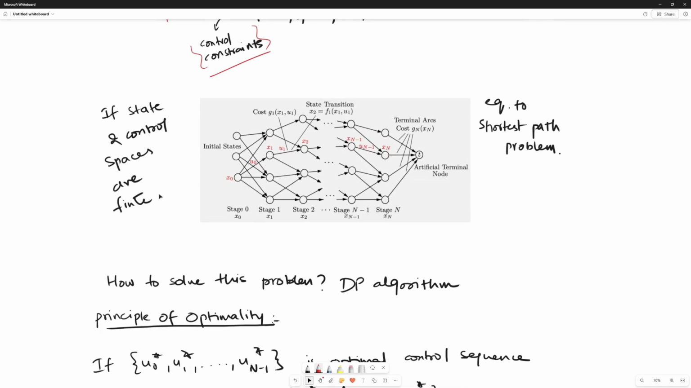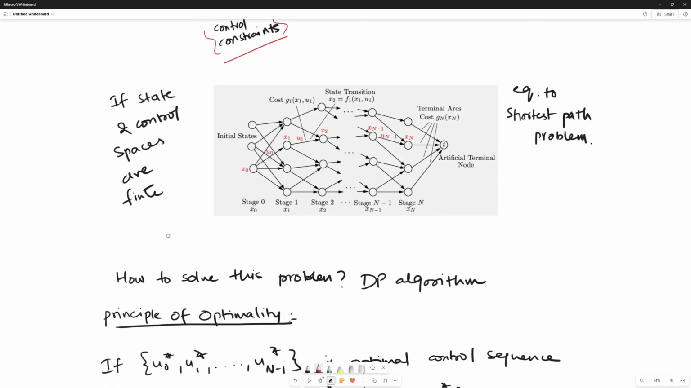Now let's see how we can solve this. We obviously want to solve this problem. One way to visualize this, in case the state and control spaces are finite, is this: in many problems, the state and control sequences are finite. This could be the traveling salesman problem, which is an example where the state and control spaces are finite. In that case, one could visualize this problem in the form of a graph, right?